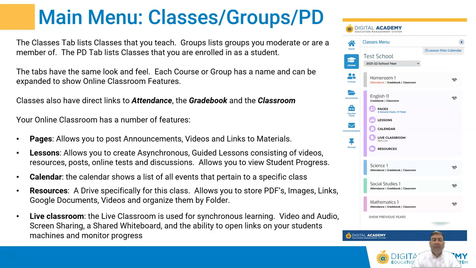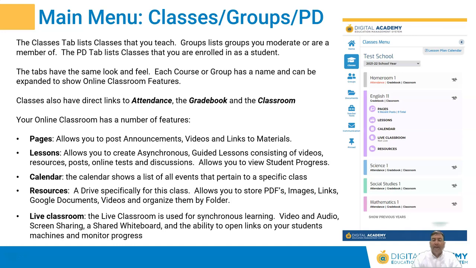The next item is the classes menu. The classes menu lists all of the classes that you teach. Under each class, you have a link to attendance, gradebook, and to your online classroom. When you click the class name, you'll also see the online classroom features that are enabled, and you can jump directly to one of those features. Some of those include class pages, asynchronous lessons, the class calendar, resources, which is like a drive specifically for the class for files, and then the live classroom where you can conduct synchronous learning using video and audio.